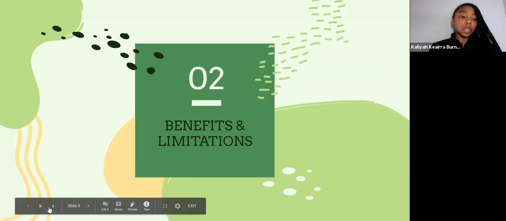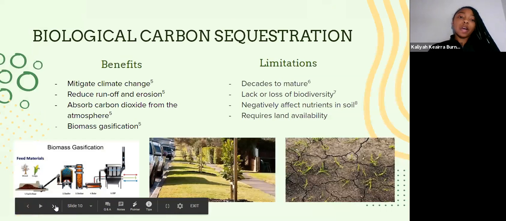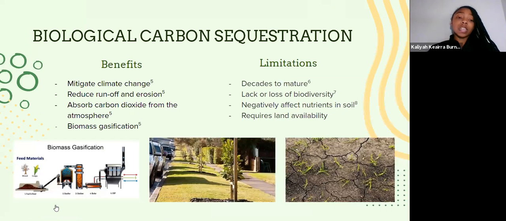Now we're going to talk about the benefits and limitations of the key methods of carbon sequestration. So starting with biological, some benefits is that it mitigates climate change because it takes the CO2 out of the air. It reduces runoff and erosion because it'll have better soil, and so they'll be able to reduce the amount of runoff that is transported to the ocean.